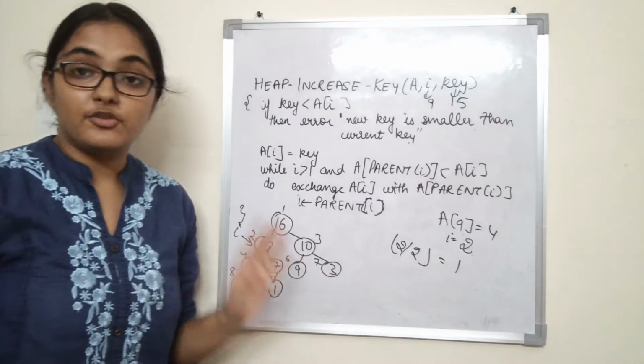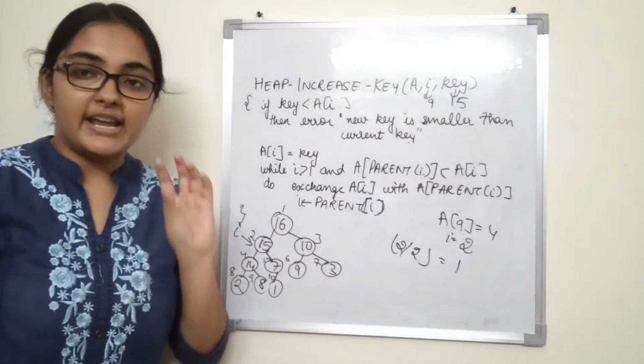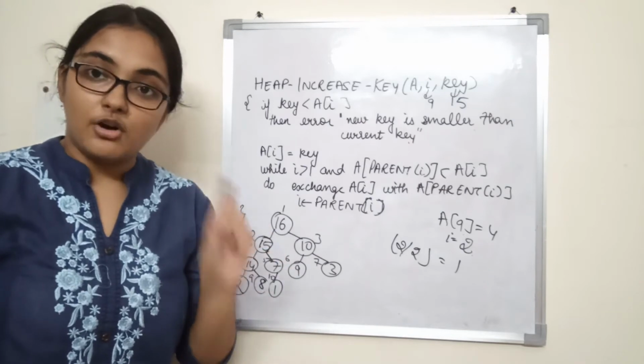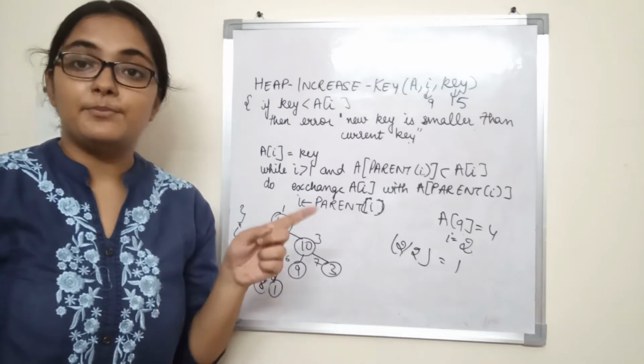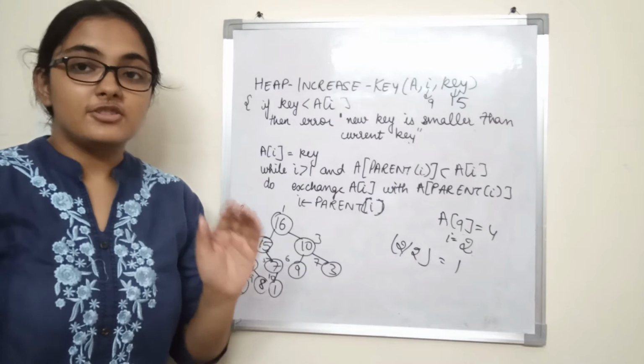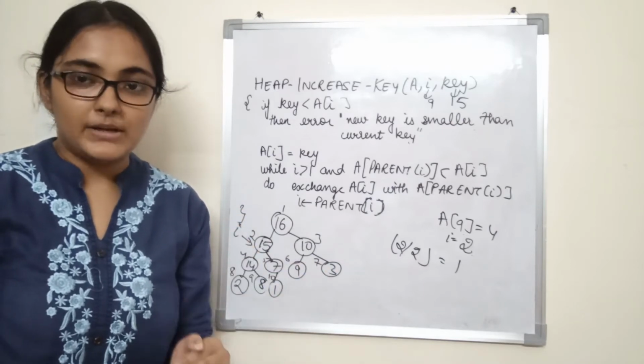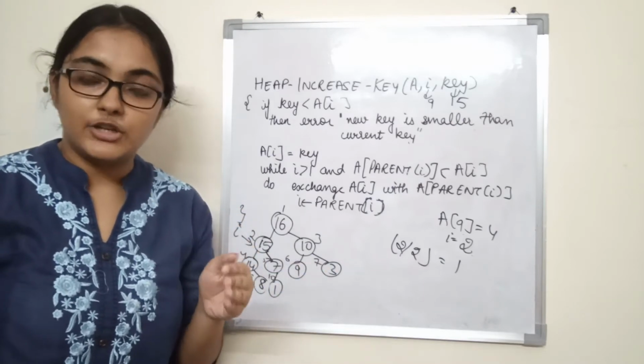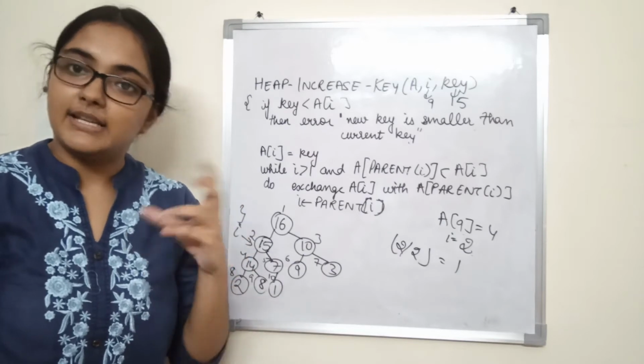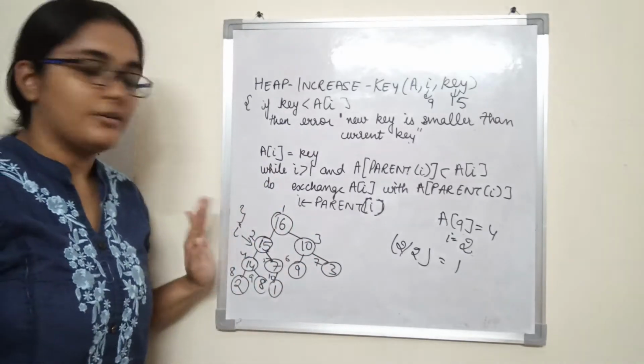So we have successfully increased the value of an element in the heap and also maintained the max heap property of the heap, right? So we haven't violated the max heap property and also we are able to successfully increase the value of an element in the heap. Alright, so now we terminate.